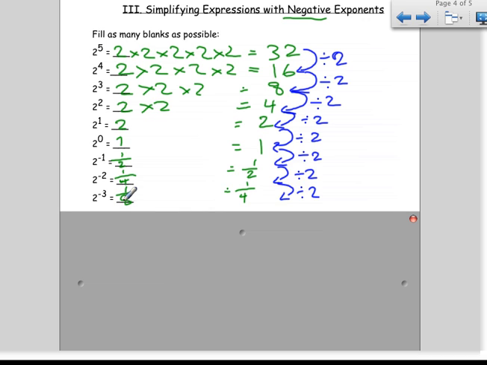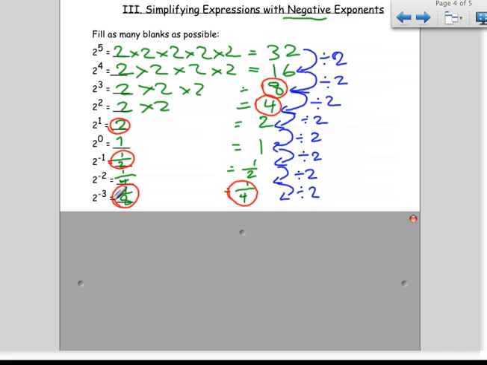The reason I want you to see this is I want you to look for some patterns in the table. And these are those patterns. I'll help you see them in red. If I have 2 to the 1st, that equals 2. 2 to the negative 1st equals 1/2. 2 to the 2nd equaled 4. 2 to the negative 2nd equaled 1/4. 2 to the 3rd was 8. And 2 to the negative 3rd was 1/8.